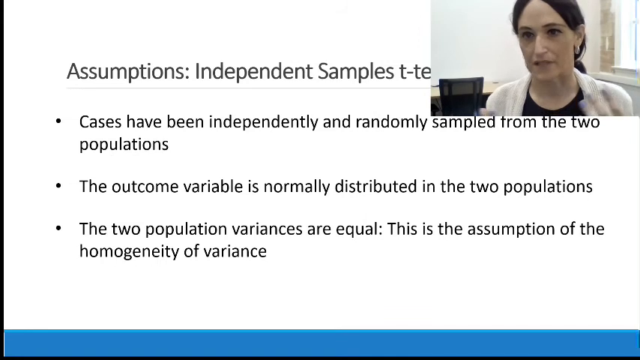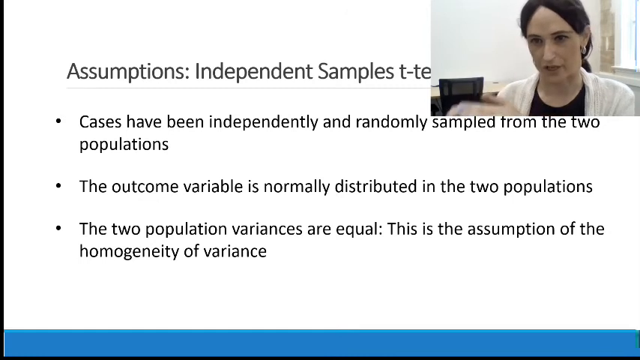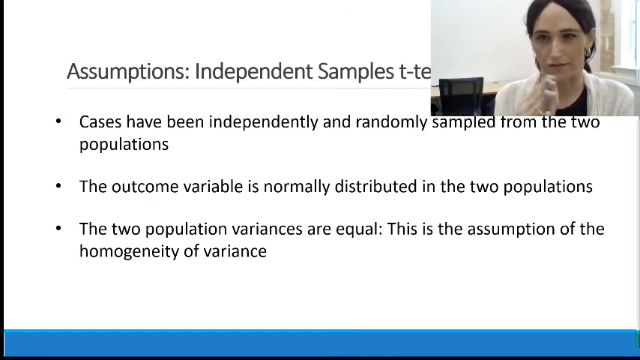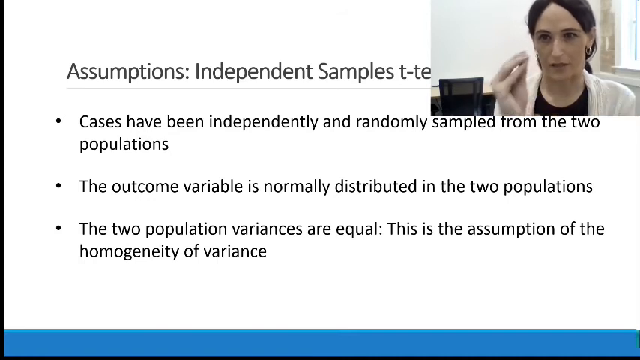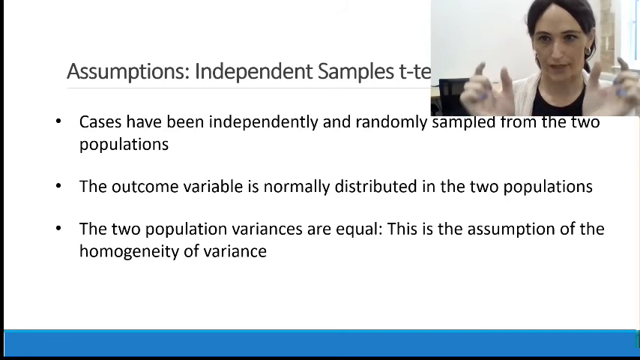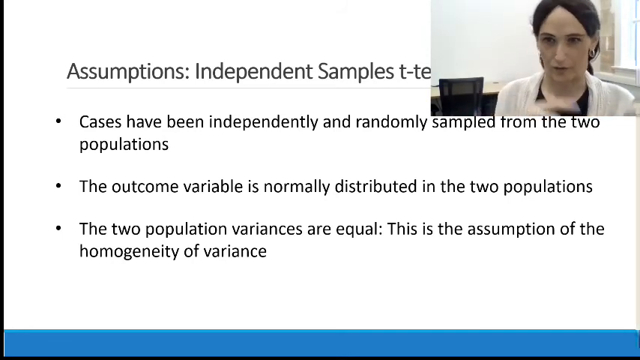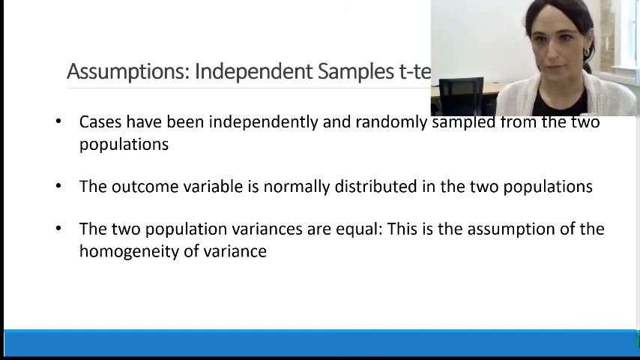Some assumptions of an independent sample t-test are that the samples are independently sampled from each other. So we're not taking 2 individuals from the same household. We're not taking the same person and observing them at 2 different time points. We're taking 2 independent groups, just like when we would randomize an experimental design, one group or another. So they're independent.